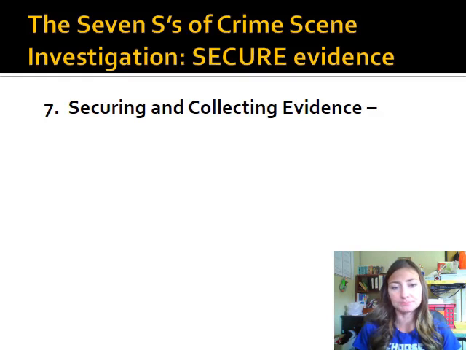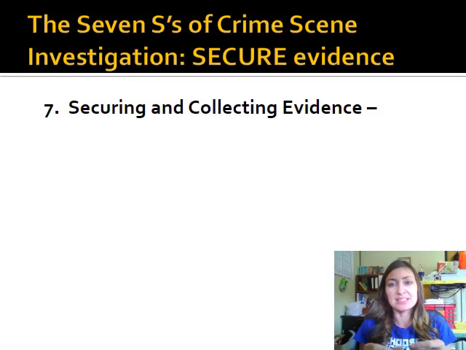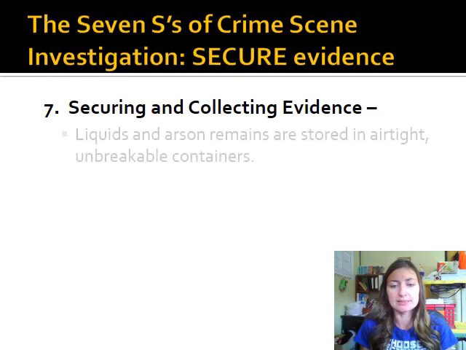Once that biological evidence is dried, it gets transferred to a paper bindle, which is like taking a flat piece of paper and folding it in on every edge so that your evidence doesn't move around the paper bag. It stays in one place.